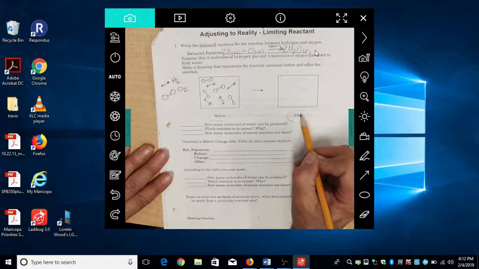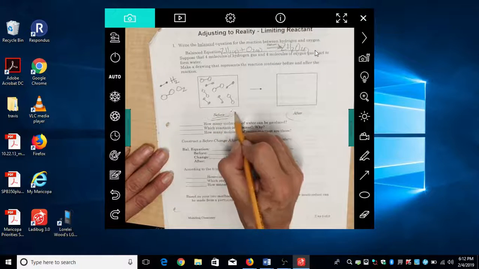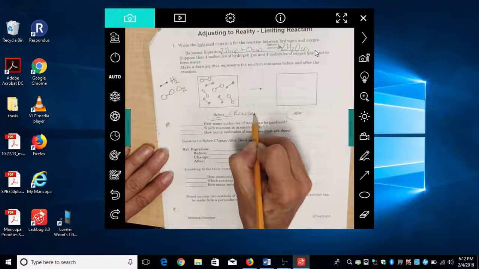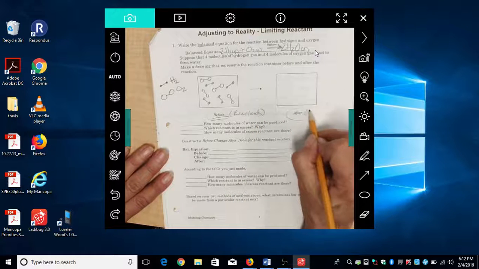Now I want to make water. So this is the before. These are the reactants. And the after is the products.